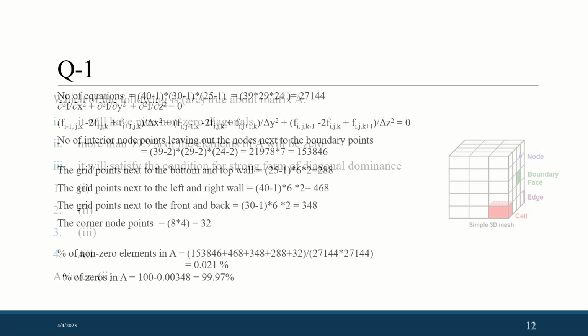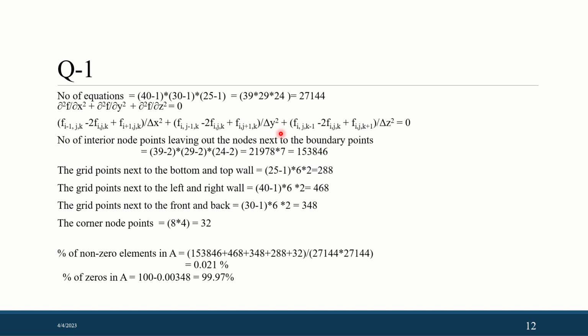So I hope this is clear. Now we'll move on to the next problem.